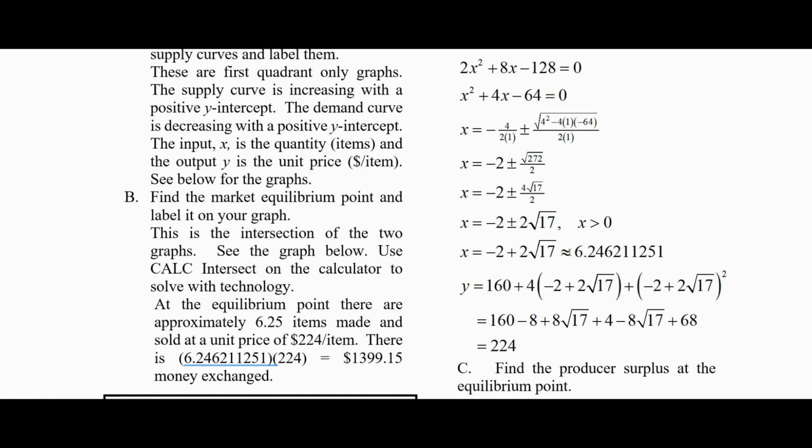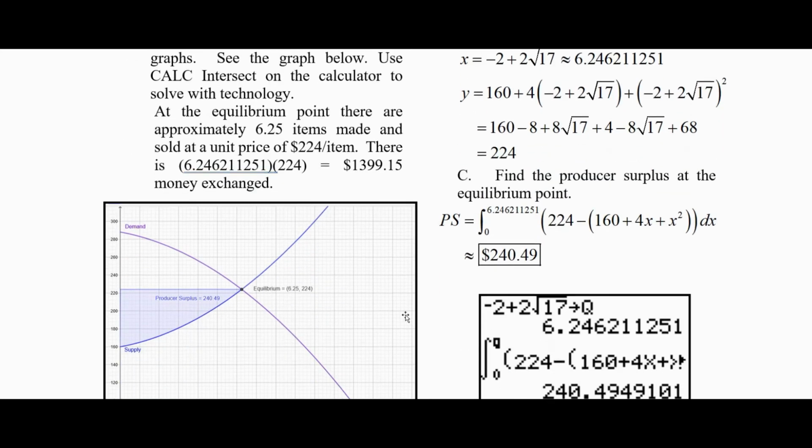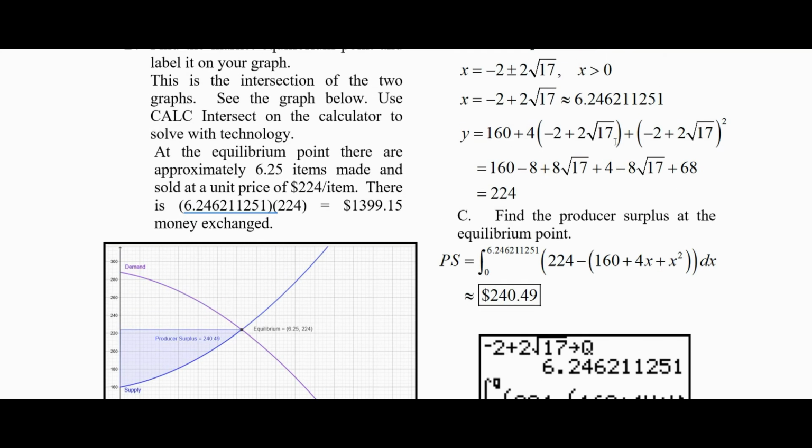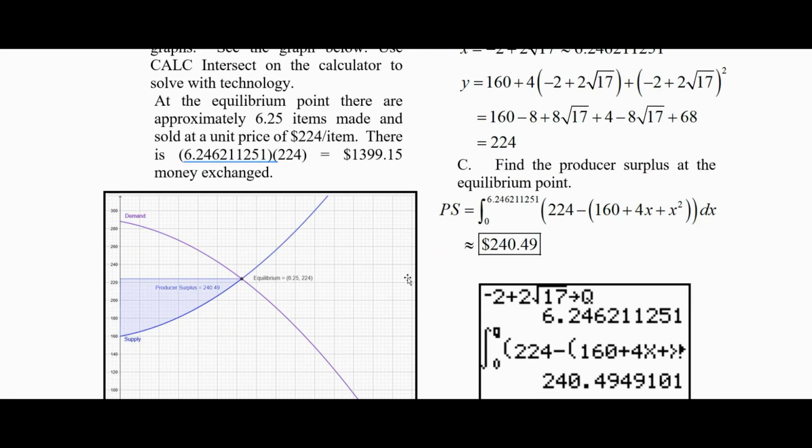And on my calculator, I would probably work this out and store this. Or if I have my calculator available, I might just do a calc intersect, calculate the intersection of these curves, and we see that it's 224 for y and about 6.25 for x. And it actually works out to exactly 224, as you can see here if you work out the details.